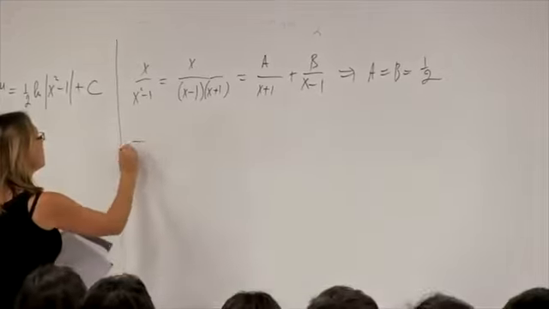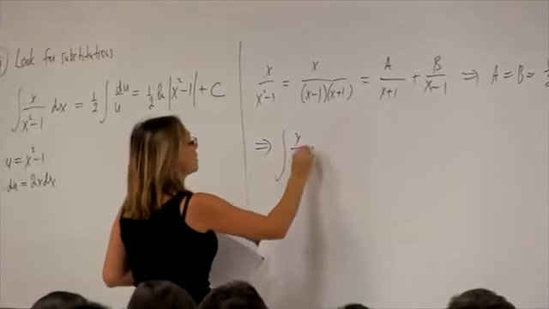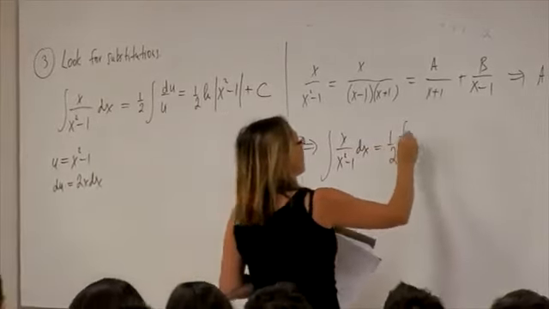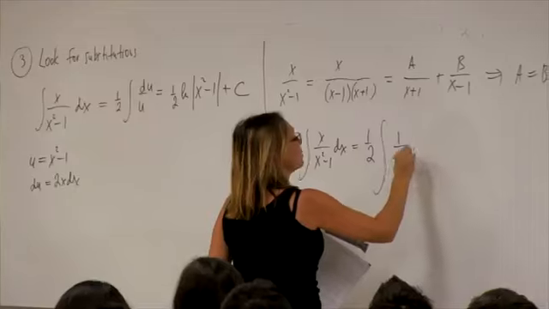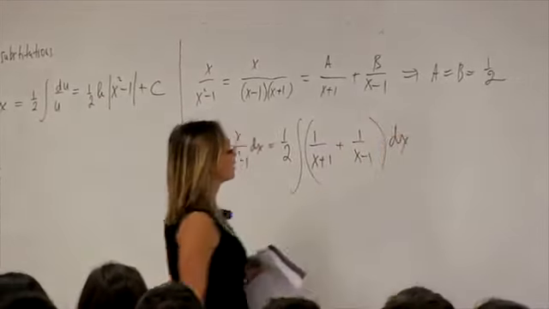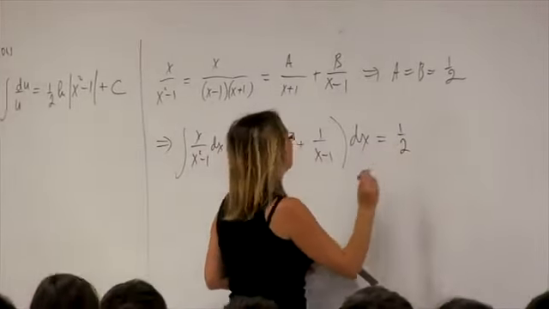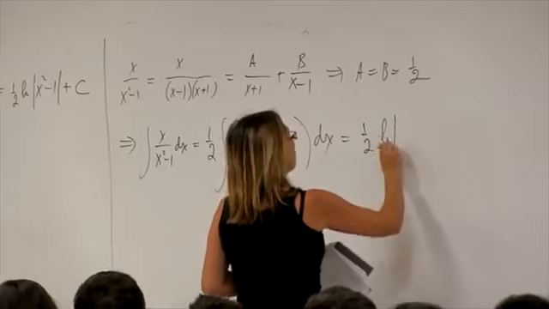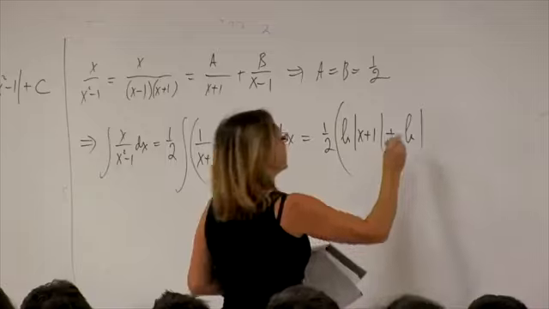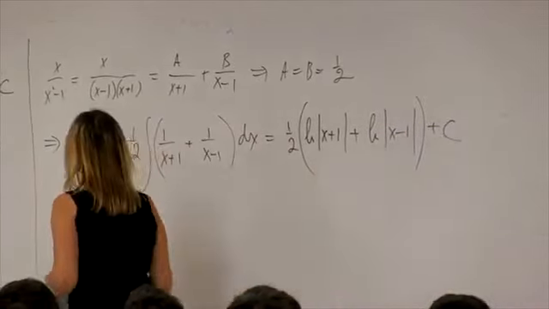Okay? So from here, I can say that my given integral is 1/2 times the integral of 1 over x plus 1 plus 1 over x minus 1 dx. And now it's easy. I have 1/2 log of x plus 1 plus log of x minus 1 plus c. How come I got a different answer?